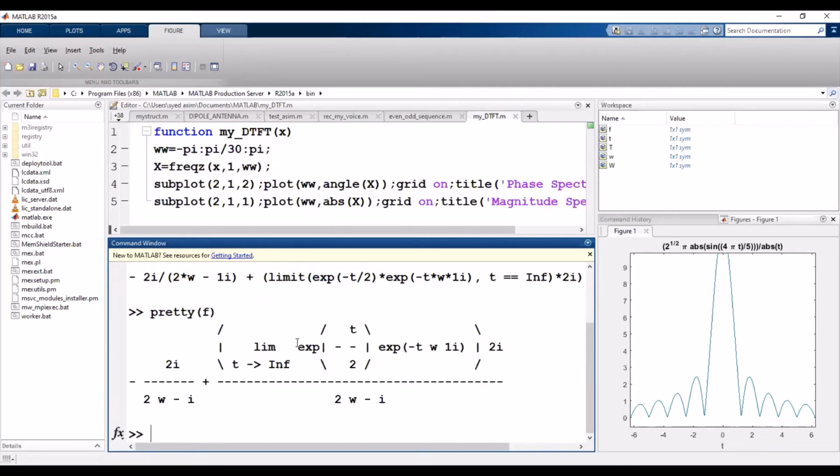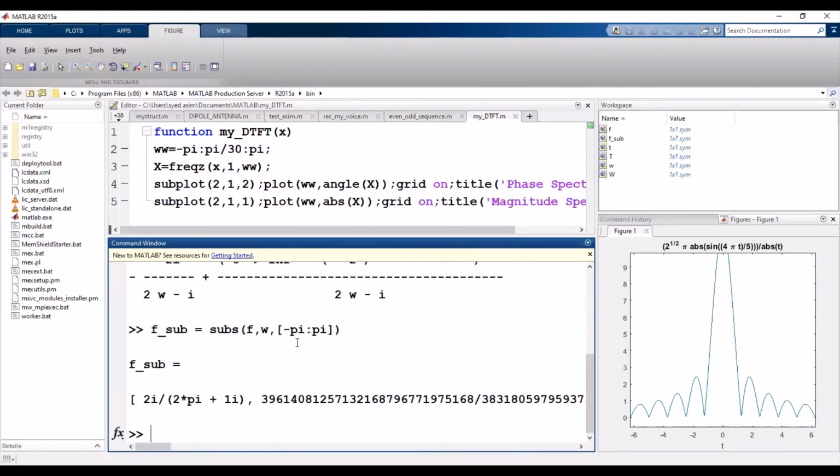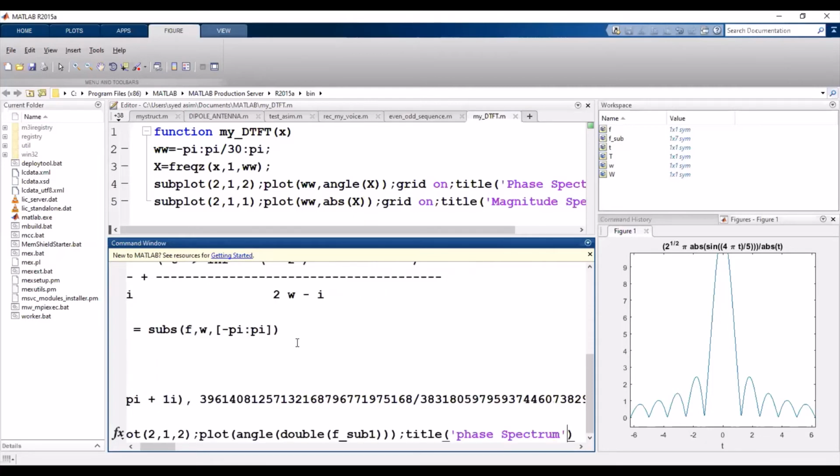Now I want to calculate the value of omega. Using f underscore sub, I substitute the value of omega from minus pi to pi to calculate the values. Now I have these values. After calculating these values, now I want to plot. So for this we need subplot.